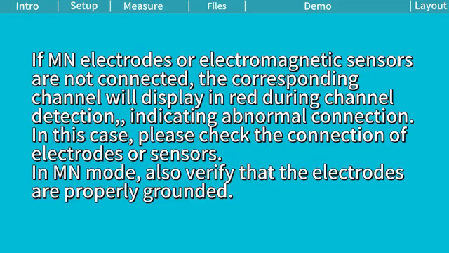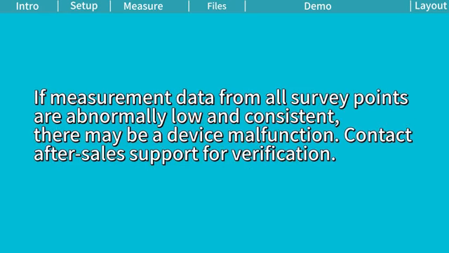If MN electrodes or electromagnetic sensors are not connected, the corresponding channel will display in red during channel detection, indicating abnormal connection. In this case, please check the connection of electrodes or sensors in MN mode. Also verify that the electrodes are properly grounded. If measurement data from all survey points are abnormally low and consistent, there may be a device malfunction. Contact after-sales support for verification.